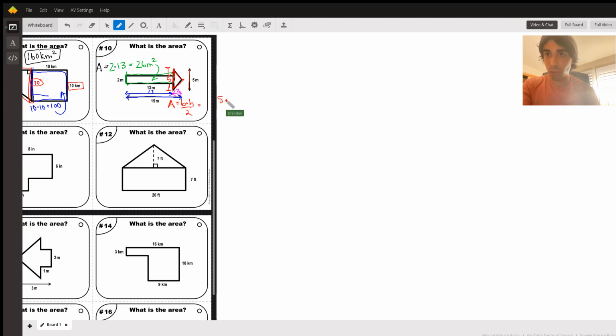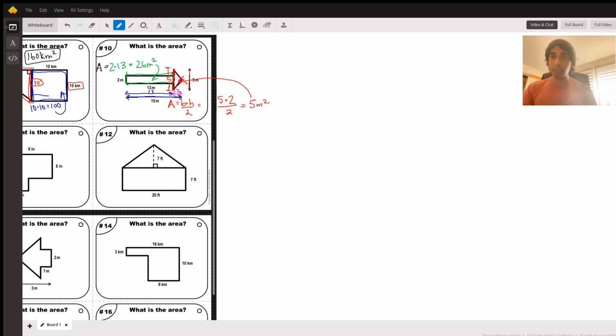The height was 2. As we just found, that difference between 15 and 13, the whole thing minus the rectangle, that leftover area was the height of our triangle. And divide it by 2. So 5 times 2 is 10, divided by 2 is 5. So 5 meters squared, that would be the area of that triangle.